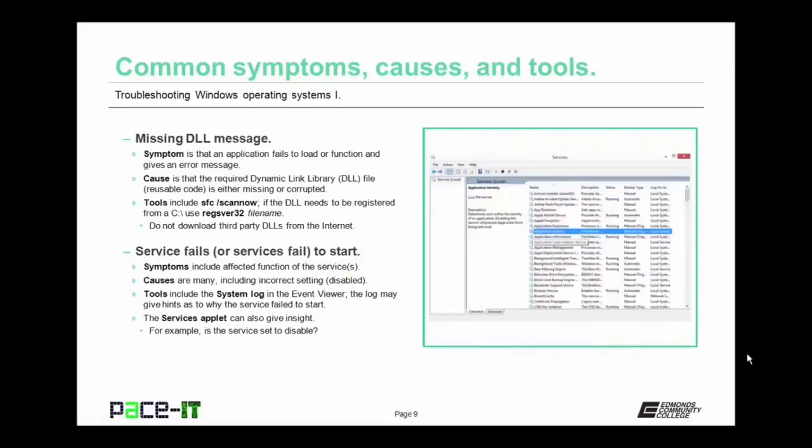Another symptom that we need to discuss is when services fail to start. The symptoms are that some function is affected because the service hasn't started. There are several things that can cause this. The leading cause is that the service that is needed has been set to disable. You can check the system log in the Event Viewer to see if you can get any hints as to why the service failed to start. Or you can use the Services applet. This can also give you insight on the service's behavior. Has it been set to run automatically, or is it in the disabled state?